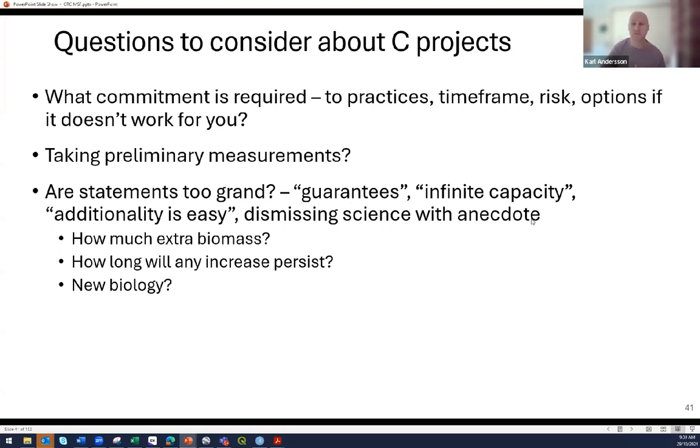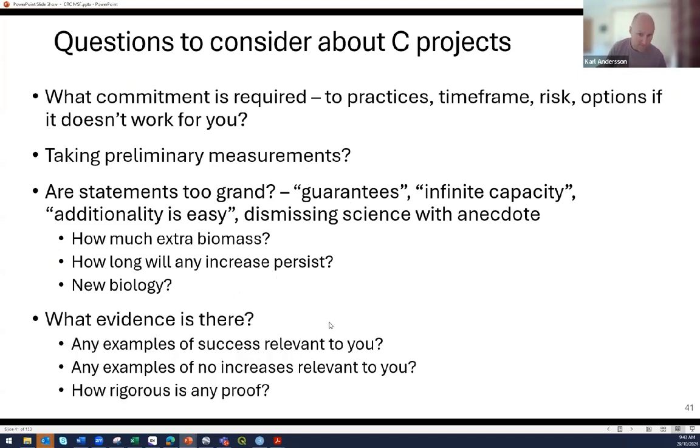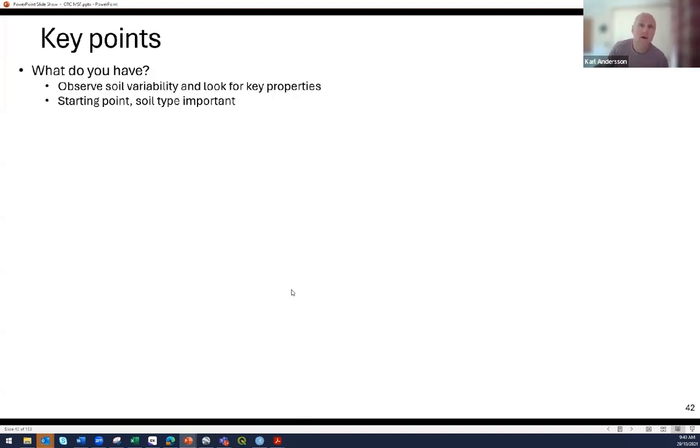And they can just dismiss things by saying an anecdote, which might sound good, but can they be open with changes that will persist? And are there examples that are relevant to you where they've got increases, but also where they may not have increases, and can there be an open discussion there? So there's sort of things you want to keep in mind.